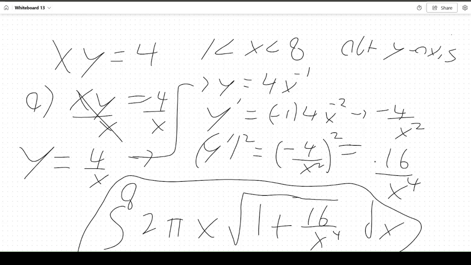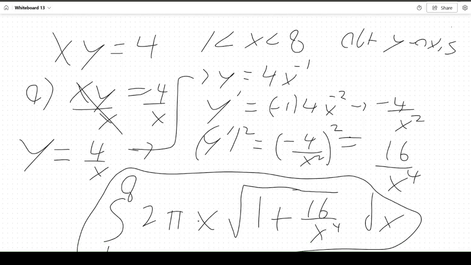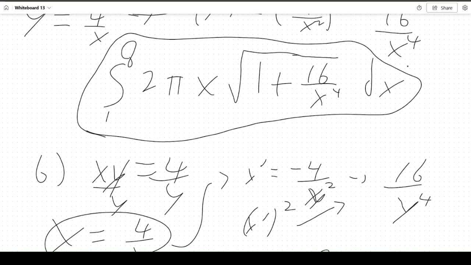And this is vice versa. If it is rotating about the x-axis, you would plug in the x function value into the equation, and you would just plug in y as a substitute. Like in here, you just plug in y if it was asking about the x-axis. So I just want to make that clear.